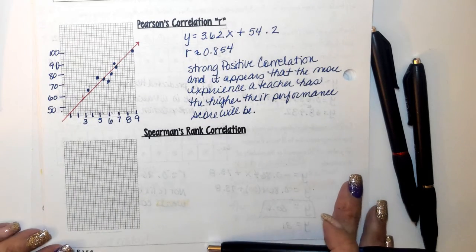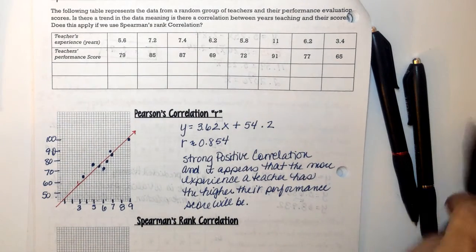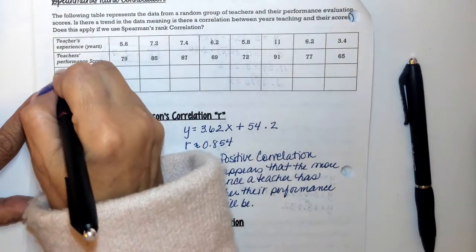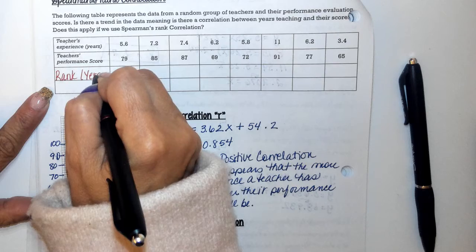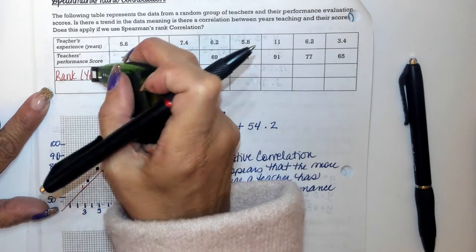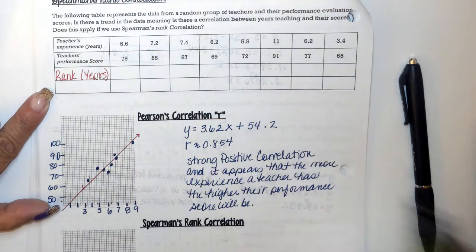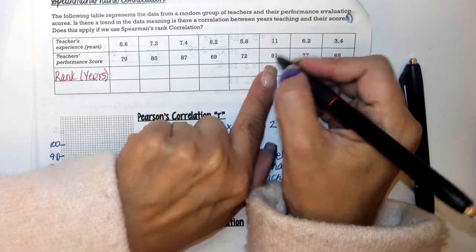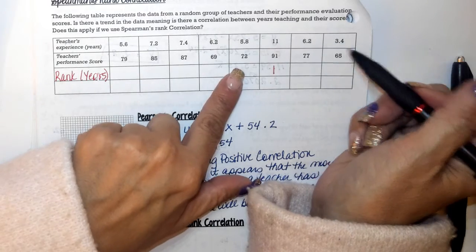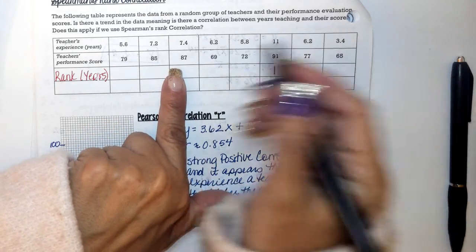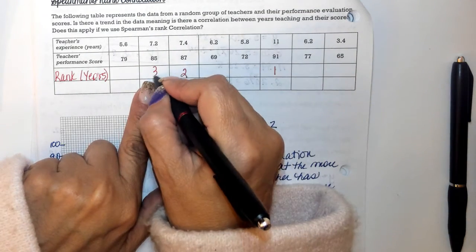So then we go to Spearman's rank correlation. It's going to work very, very similar to this. So here's what I'm going to do. I want to rank the teachers by years. Who has the most years? And this is why it's called a rank. So this one right here had the highest rank, right? The next one, who was next? 7.4? Yeah, so they're second. Then we had 7.2, they would be third.